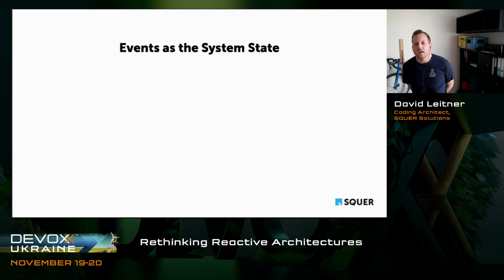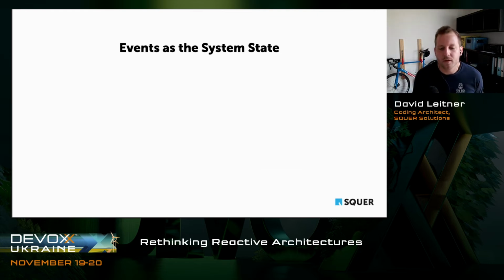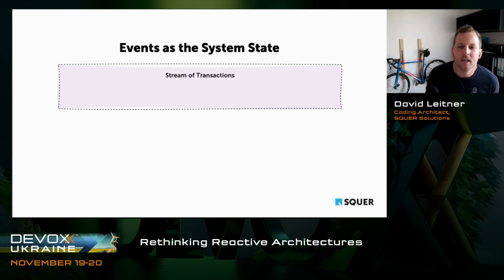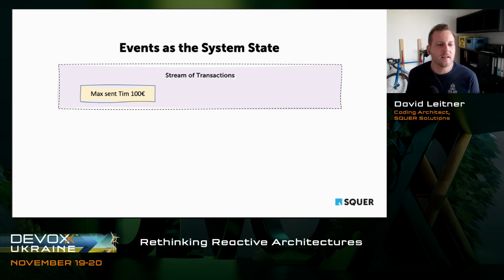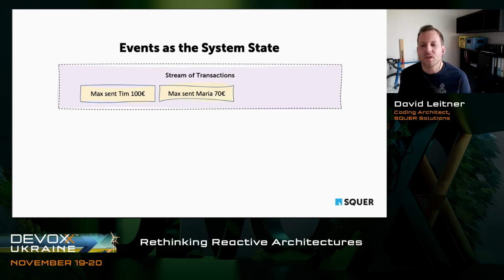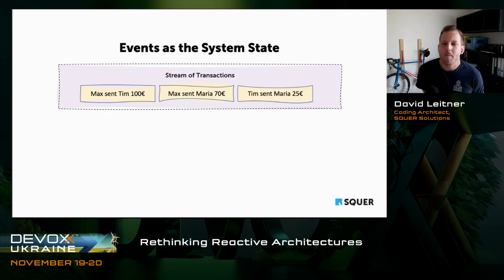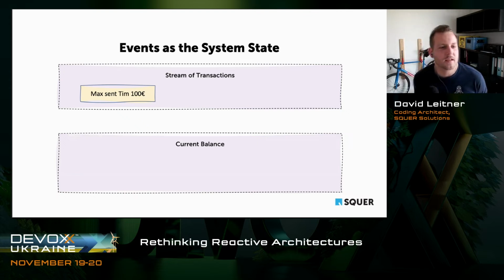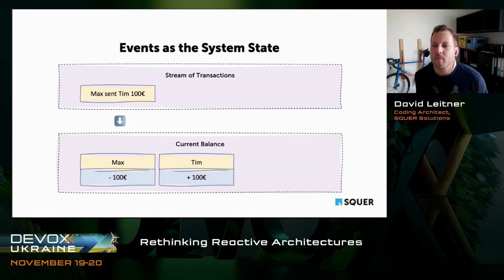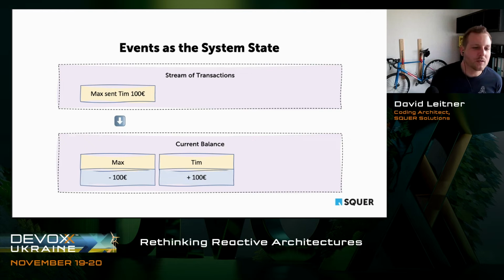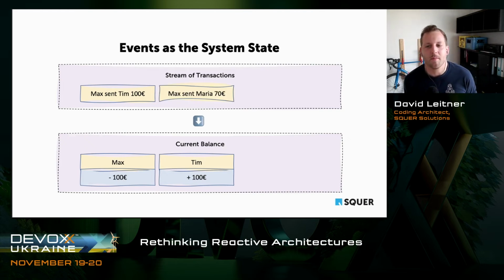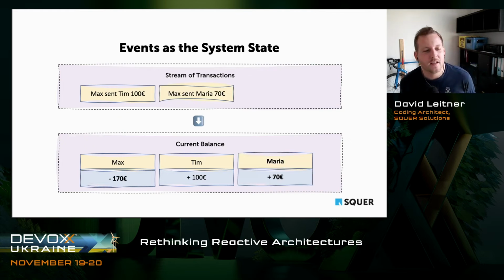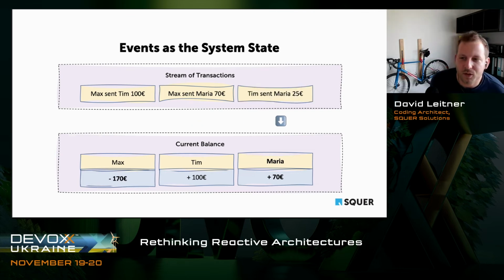And in the context of banking, for example, this is very, very typical, right? It's very simple. If you have a stream of transactions, let's say Max sent Tim €100, Max sent Maria €70, and Tim sent Maria €25, then based on this, of course, you could project your current balances, right? In the first example, Max sent Tim €100. Max would then basically have minus €100. Tim would have €100. If we do the next transaction, Max will decrease his balance to minus €170, and Maria will have €70. And then, you get the point, right?